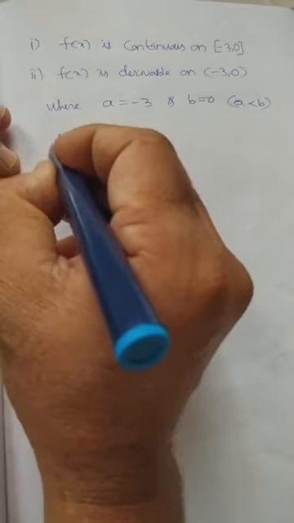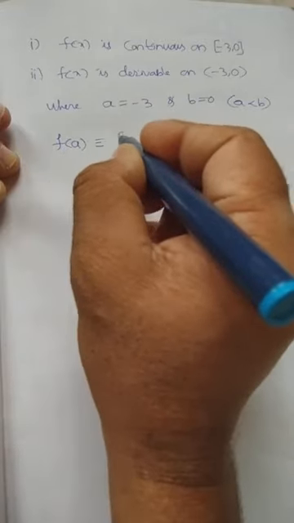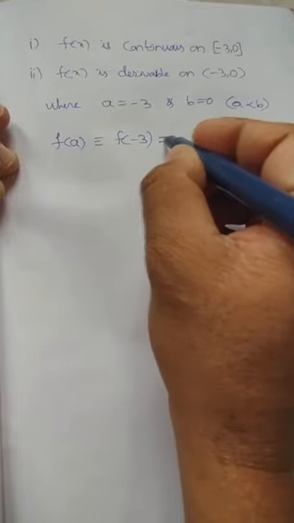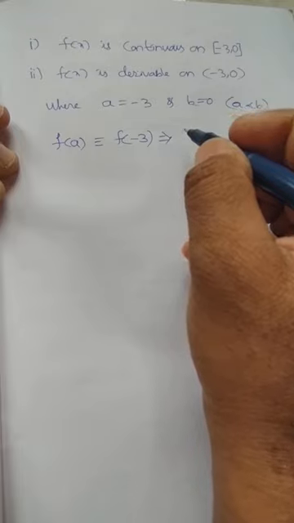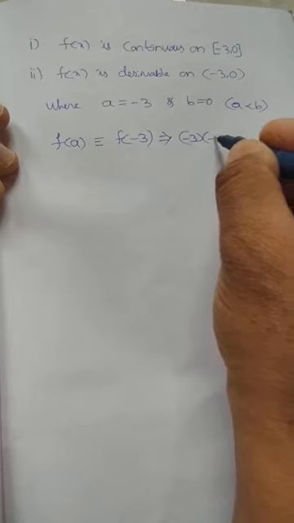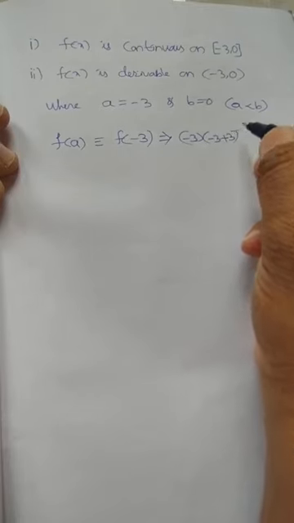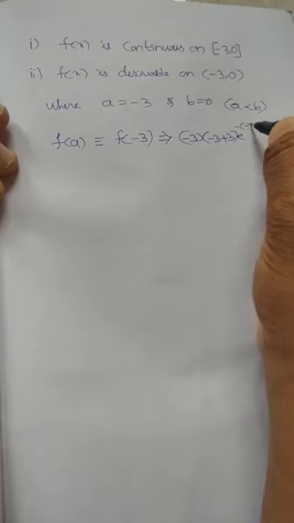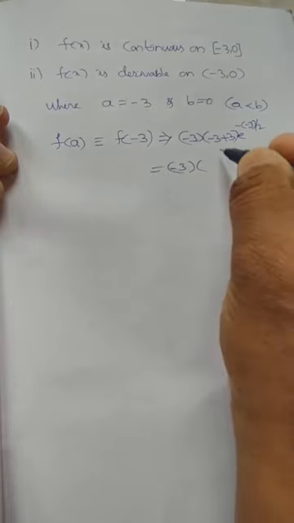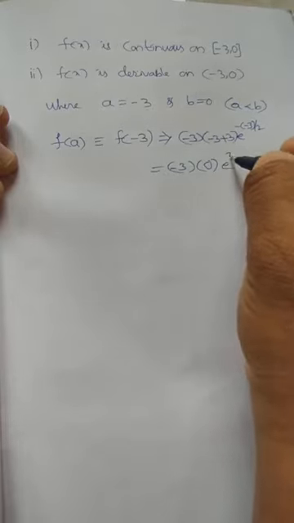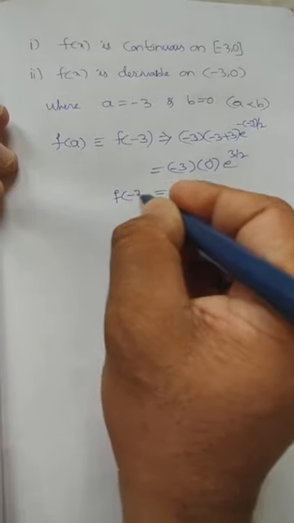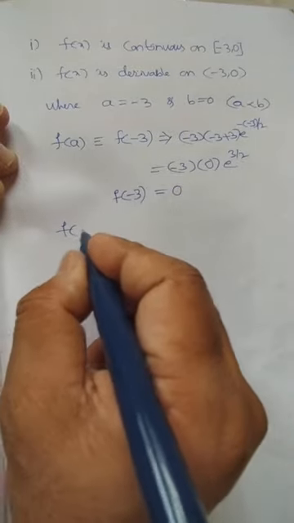So for that I am going to find the f of a value. What is our f of a? f of minus 3 means in our function in place of x I am going to write minus 3, so that I could get minus 3 into minus 3 plus 3 into e power minus of minus 3 by 2. So minus 3 plus 3 is what now? 0. e power 3 by 2. So 0 into something is what now? 0. So f of minus 3 I got is 0. Now f of b.